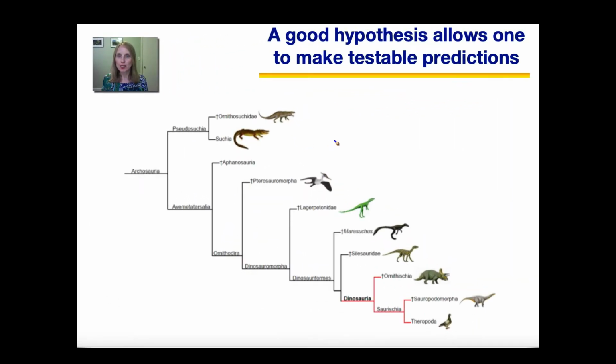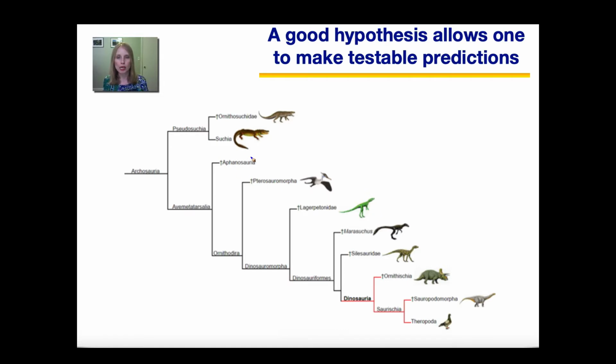Now, when I first introduced you to phylogenetic trees in part 1 of this lesson, I told you that a phylogenetic tree is a visual hypothesis. Now, in science, a good hypothesis allows one to make testable predictions. So what kind of predictions can we make using a phylogenetic tree? We'll take a look at this one to give you an example.